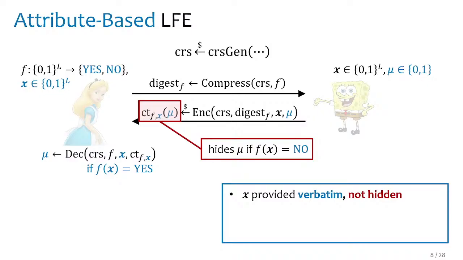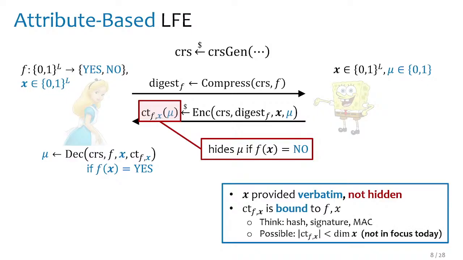And therefore, the correct way to think about this is that the ciphertext contains a hash or a signature of f and x. For this reason, it's actually possible for the ciphertext to be shorter than the dimension of x. However, it's not the focus of today, but some works I cite later will actually have this feature.